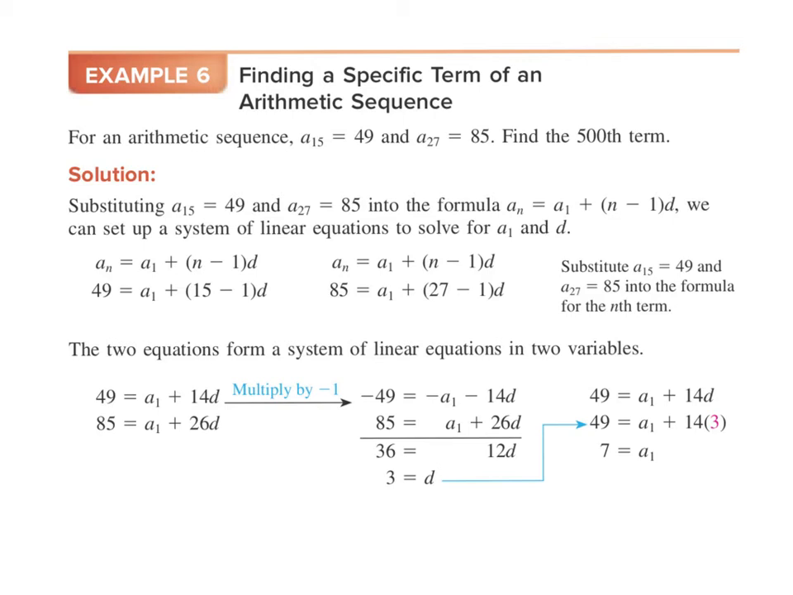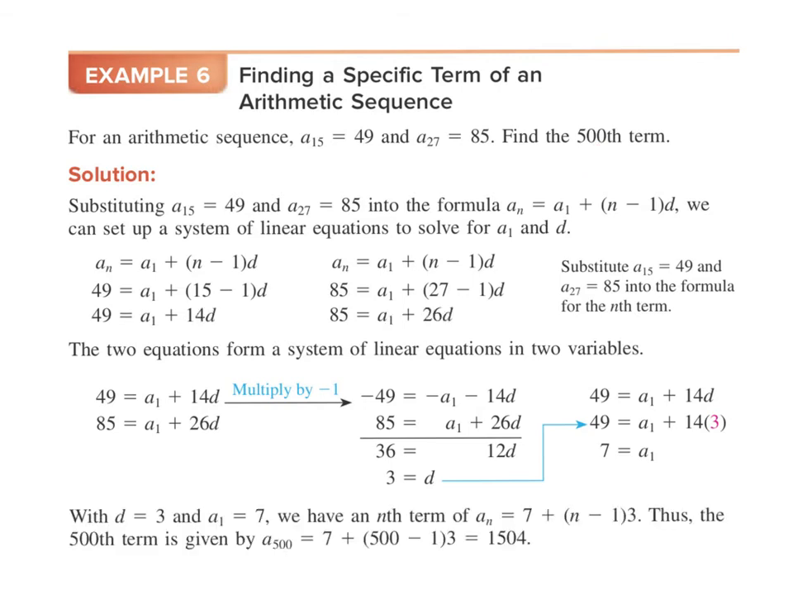So now once we have the first term and we have the common difference, we have enough information to find the 500th term. So now I'm going to just put that in. All that work makes it look harder. Yes, it's very overwhelming. So here's our formula, right? The first term is 7, the common difference is 3. But I'm trying to find a sub 500.